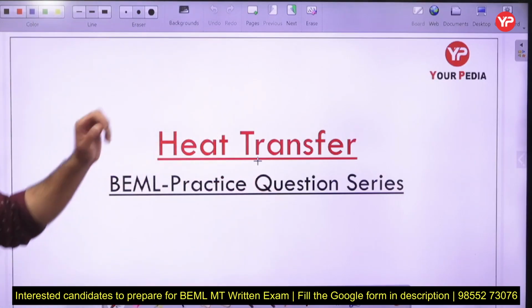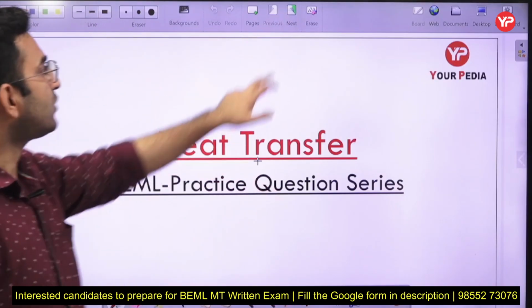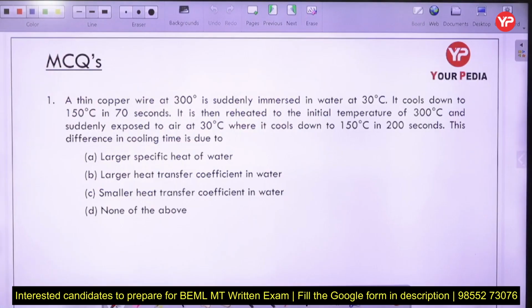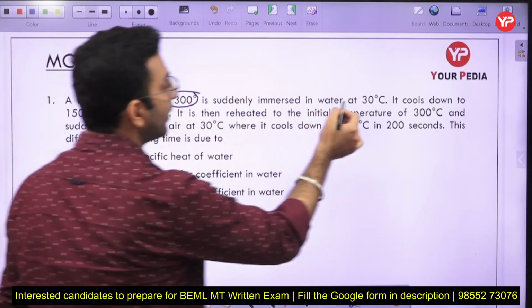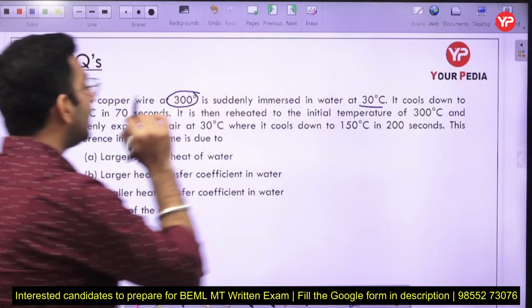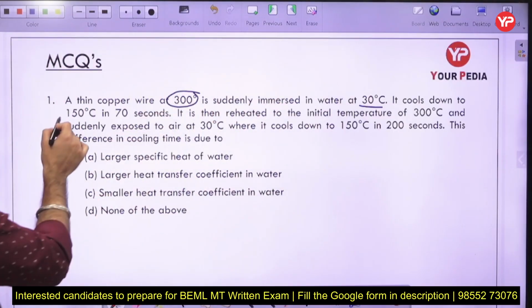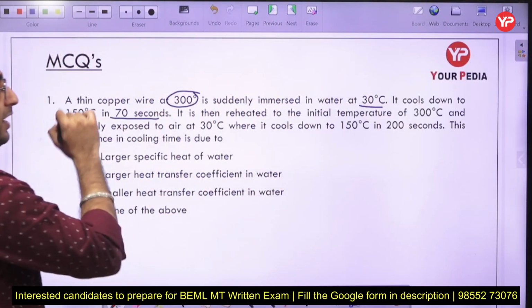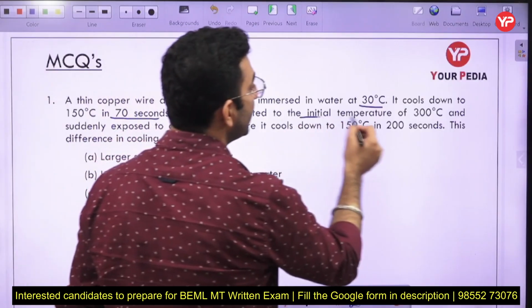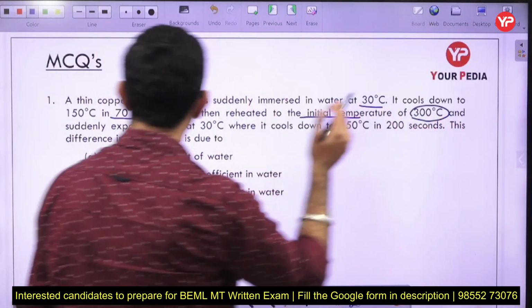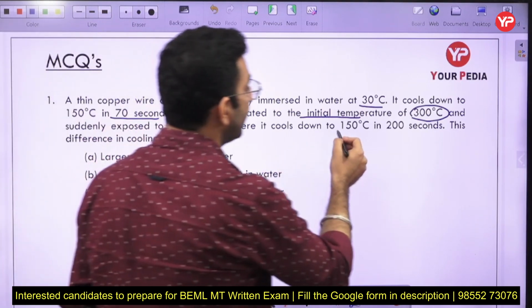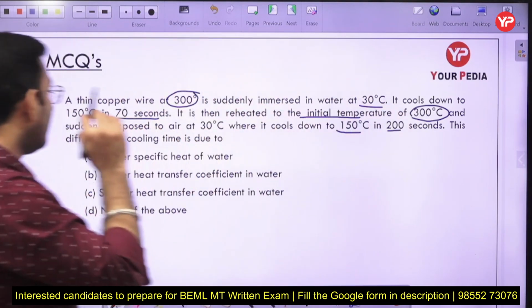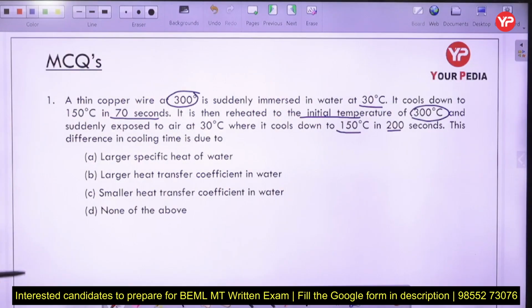Here we have our first question. What is given to us? A thin copper wire at 300 degrees Celsius is suddenly immersed in water at 30 degrees Celsius. It cools down to 150 degrees Celsius in 70 seconds. It is then reheated to the initial temperature of 300 degrees Celsius and suddenly exposed to air at 30 degrees Celsius, where it cools down to 150 degrees Celsius in 200 seconds. We have to explain the difference in cooling time.